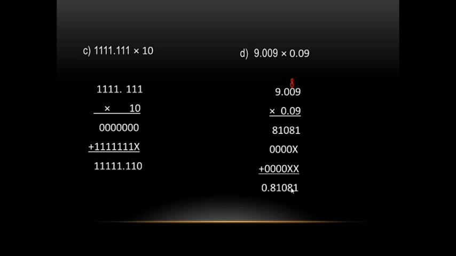So here we will place the decimal before 5 digits, that is 8108 and 1. The total number of digits here is 5 and we place the decimal before 5 digits. So here we got 0.81081. This is how we have to perform the multiplication.